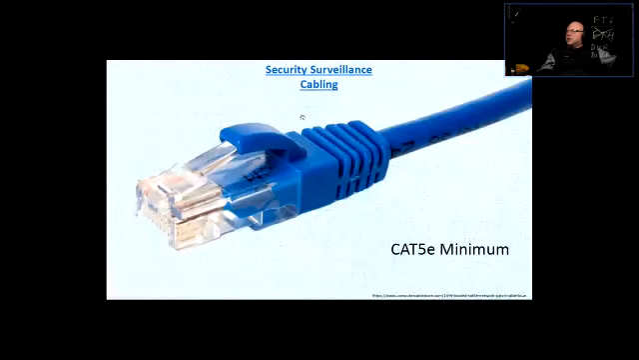Okay, now as far as cabling for security surveillance, Cat5e would be the minimum cabling that is required to connect security cameras. Okay. And that is the last slide here.